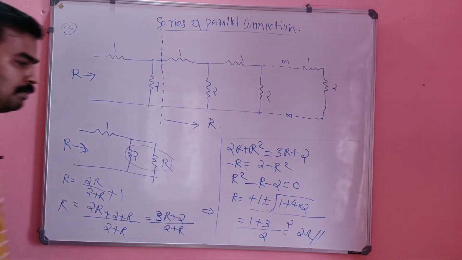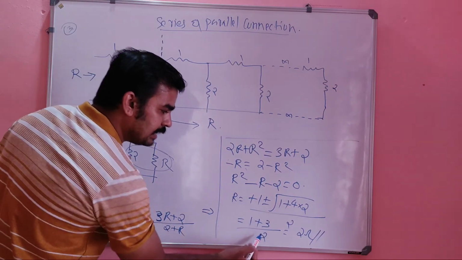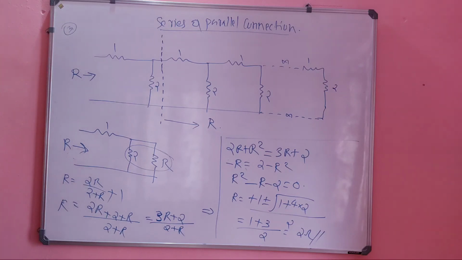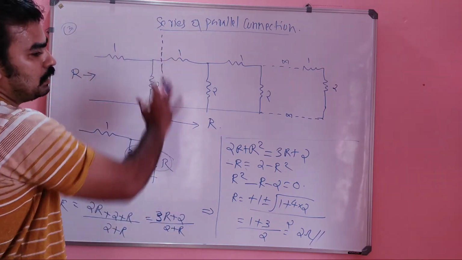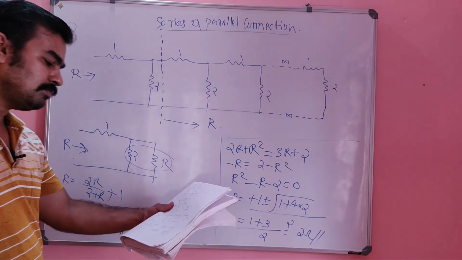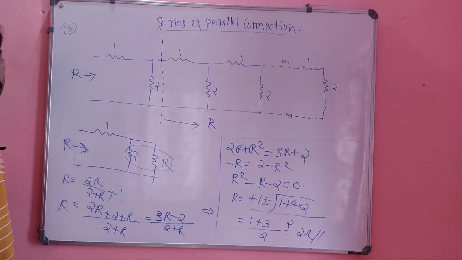And the negative value, 1 minus 3 by 2, we will normally neglect because it forms a negative value. So the R value will always be positive. We won't take the negative value. So this is the way in which we have to solve such type of question. This R equivalent will be 2 ohm. Yes, 2 ohm. Clear?